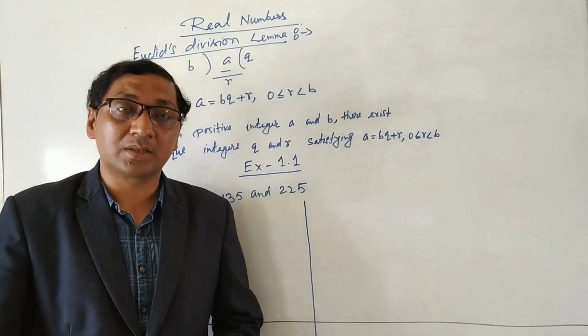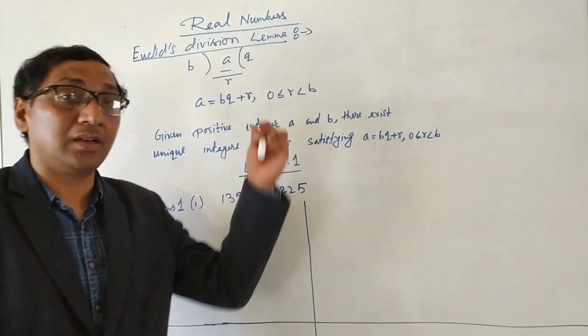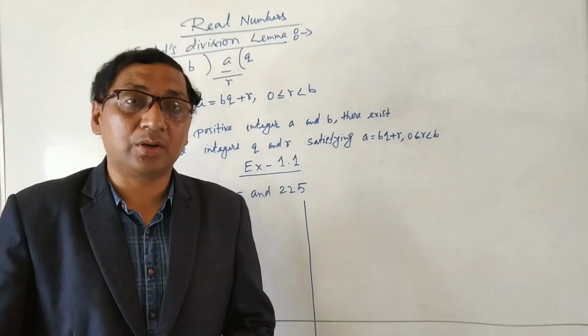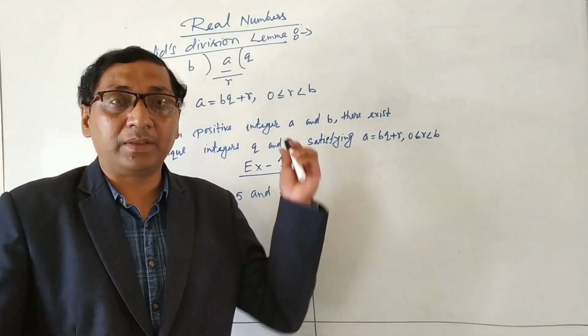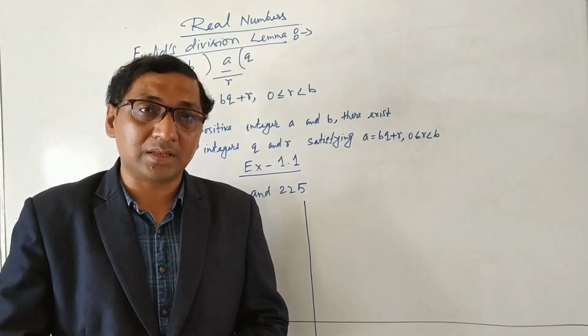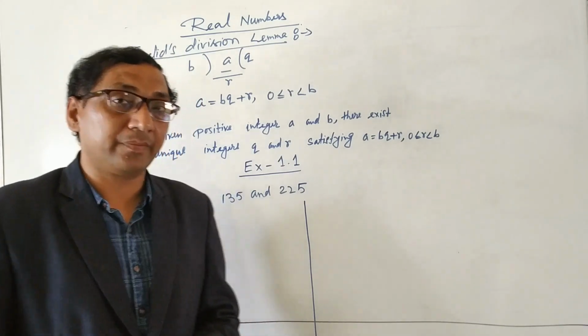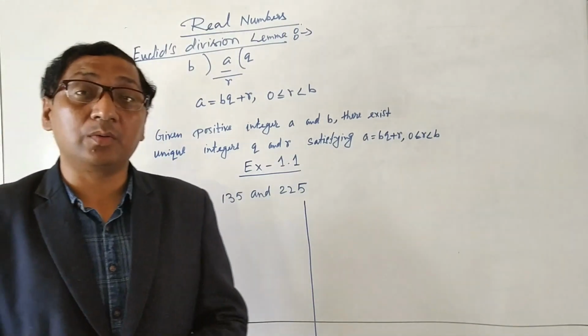We are going to start the first topic, that is Real Numbers. In your textbook, the total number of chapters is 15. From this chapter, you will get 6 marks in the board examination. Right? Okay, so the first topic is Euclid's division lemma.